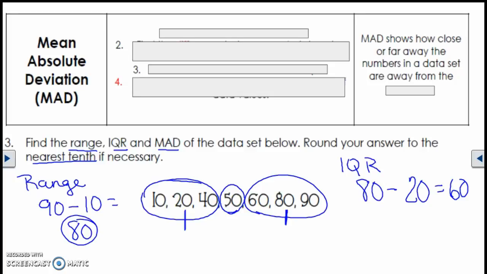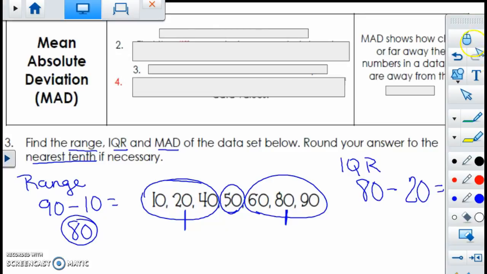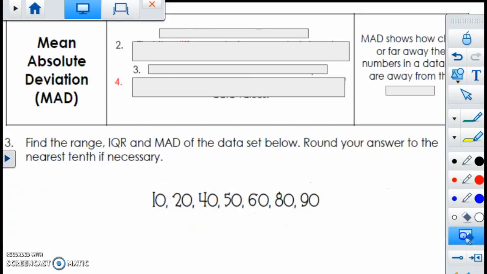Okay, now the hard part's coming up. Pause the video because I'm going to need to clear the screen here. All right, here we go. The MAD. This takes a bit of time.